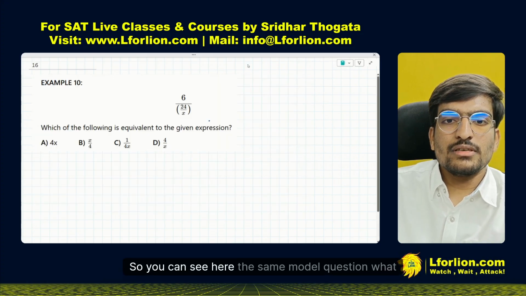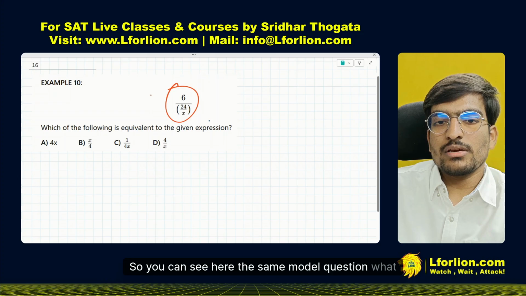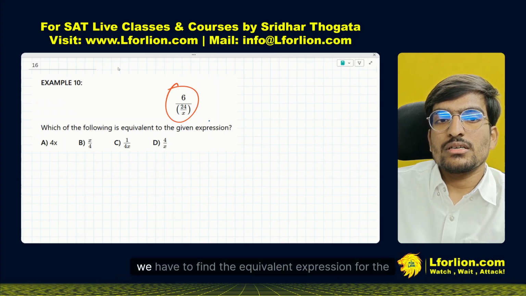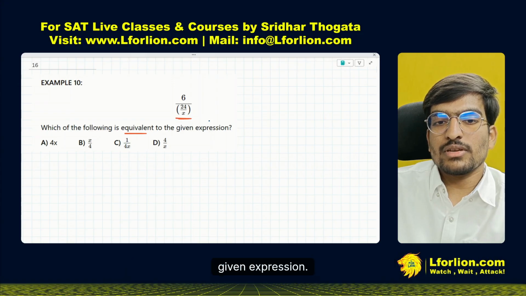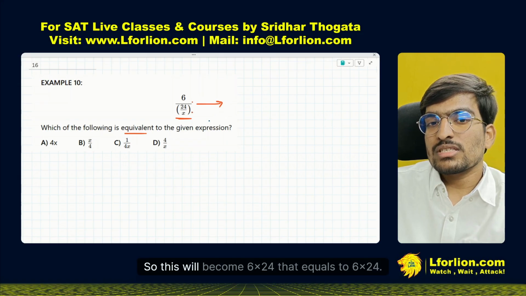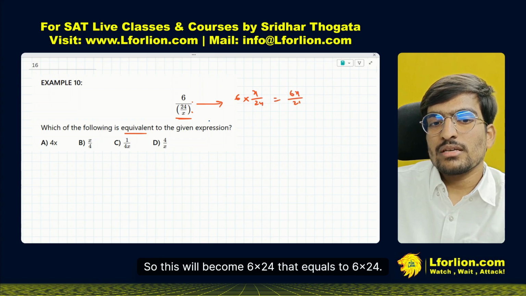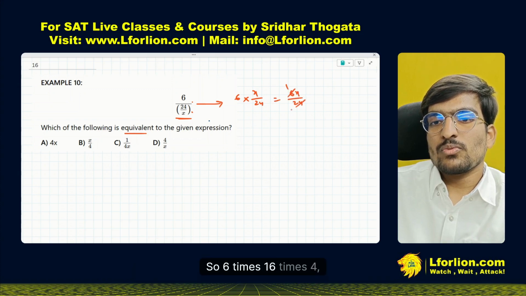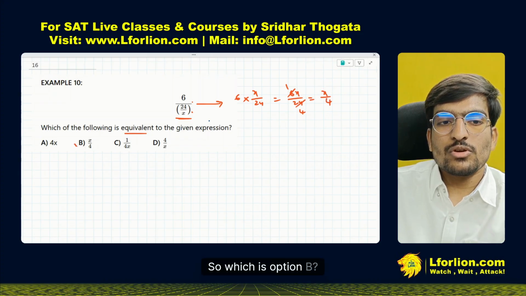So you can see here the same model question we just discussed. We have to find the equivalent expression for the given expression. If I solve it generally, it is the main division. So this will become 6 multiplied by x by 24, that equals 6x by 24. So 6 times 1, 6 times 4, that's x by 4, which is option B.